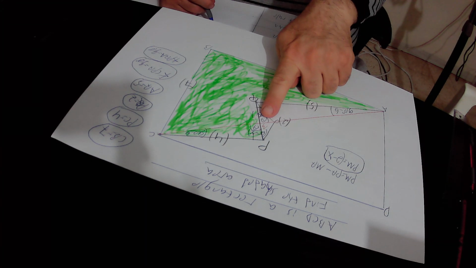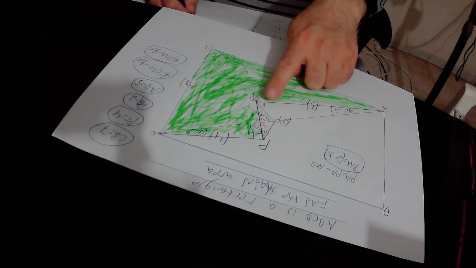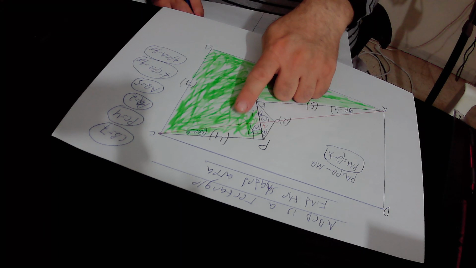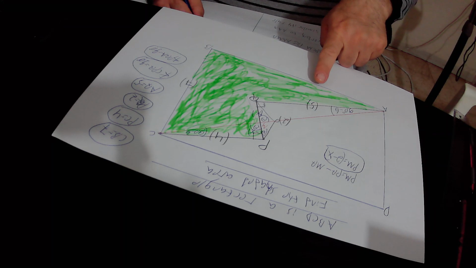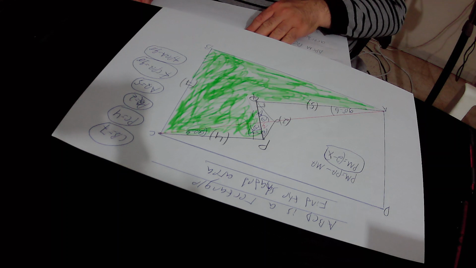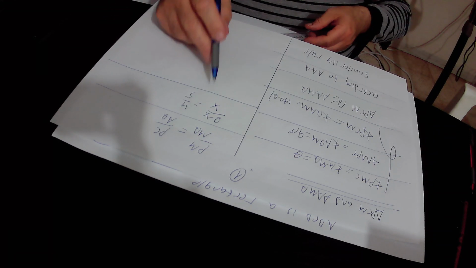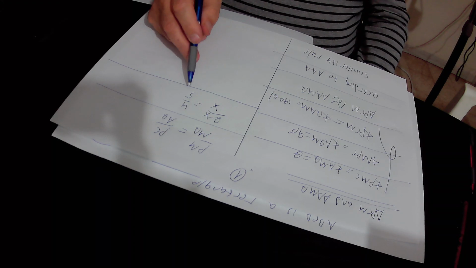PM equals 2 minus X over MQ. MQ is X. And it equals PC. PC is 4 over AQ. AQ is 5. So actually we found out that 2 minus X over X equals 4 over 5.